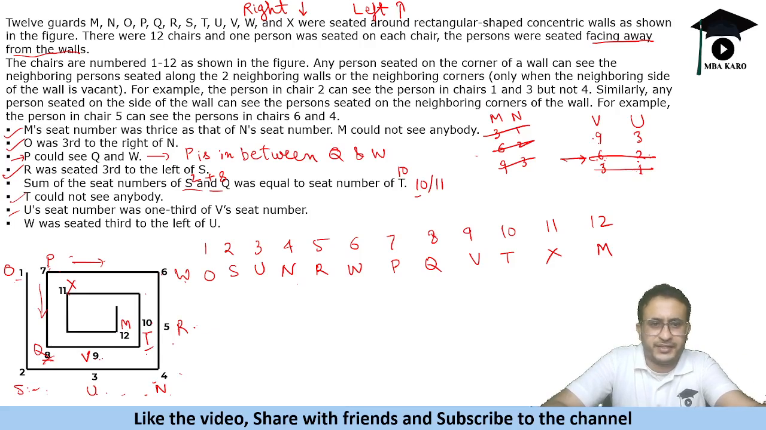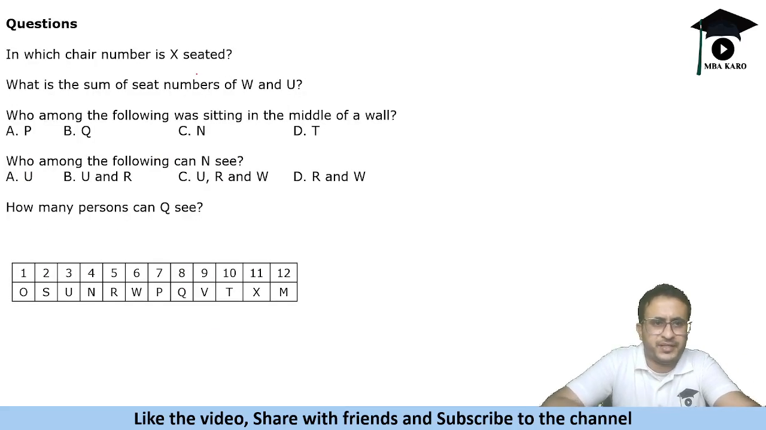Now let us look at the questions. In which number is X seated? So X is seated on seat number 11. Sum of seat numbers of W and U. So W is 6, U is 3. So the sum is 9.